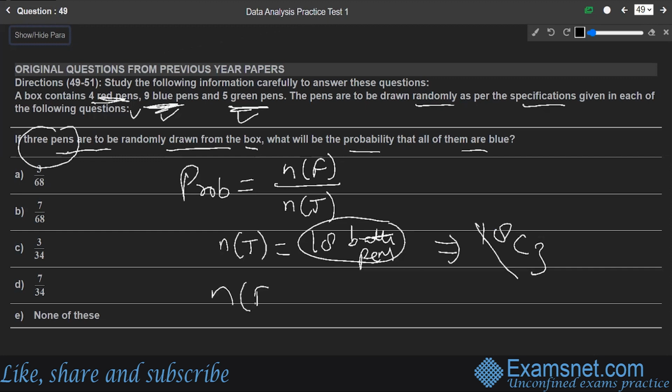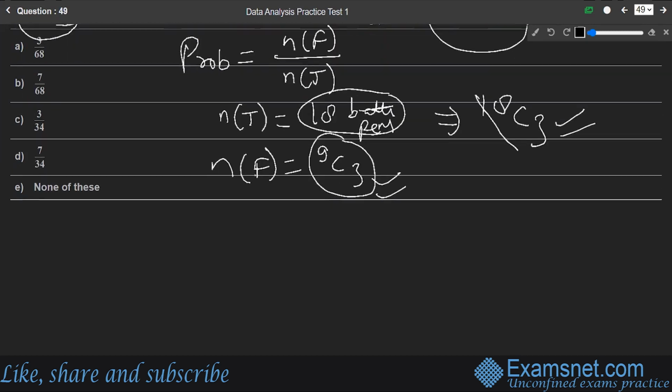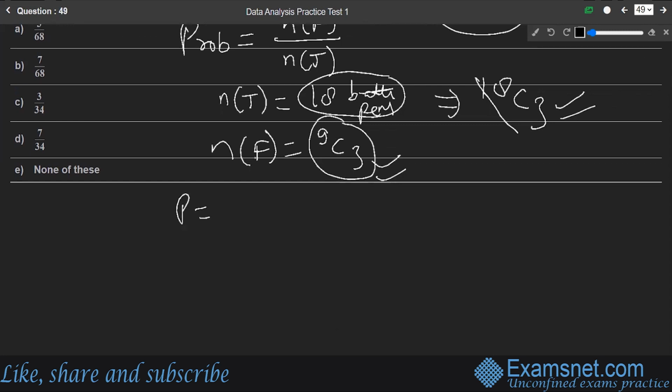Let us find out the number of favorable ways. For that, we need to find out what we want to pick. We want all of them to be blue. How many blue pens are there? There are 9 blue pens. So to have all blue, we have to pick all from the blue pens only. Out of 9, we have to pick 3, so it has to be 9C3. That is the number of favorable outcomes. 18C3 is the total number of outcomes. So the expression for the probability becomes 9C3 divided by 18C3.